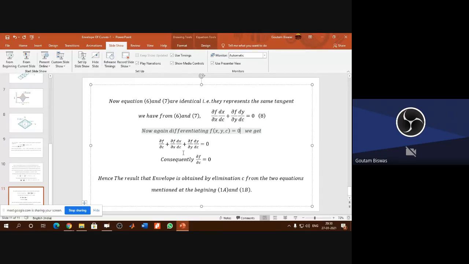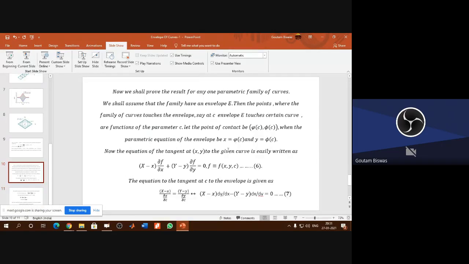Consequently, this part is equal to 0 from 6 and 7. So del f del c equals 0. Hence the result that the envelope is obtained by eliminating c from the two equations mentioned at the beginning, 1a and 1b. So the result follows.